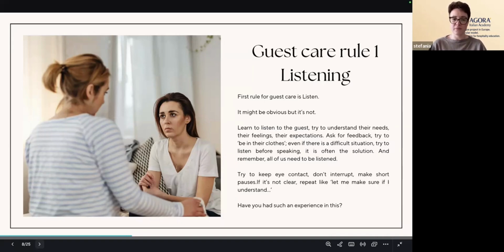Don't interrupt, okay? Just listen, and then at the end you think and then you speak. And when you speak, make some pauses. Speak slowly because the guest you are talking to needs to understand you. And then, if it's not clear, repeat the sentence. Let me make sure I understand. Okay. If you are sure, just try to repeat to be more sure the sentence is correct.